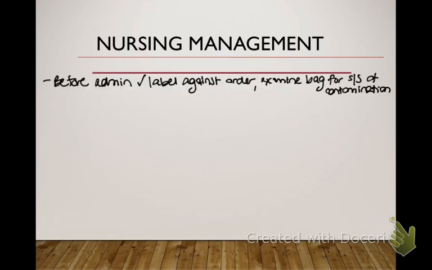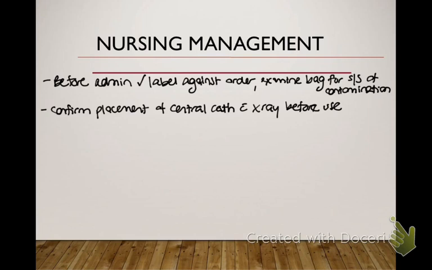All right, so we've talked about some of this. Before administering, check the label. Examine the bag for any signs of contamination. Again, this is all aseptic. This is going into a central line. Confirm placement. If you're giving through a central catheter, and again, we're going to get to this, you want to make sure that it's actually in the SVC, right? You don't want to just start giving a bunch of stuff and not know that it's in the right place. So how do we know that this is in the right place?